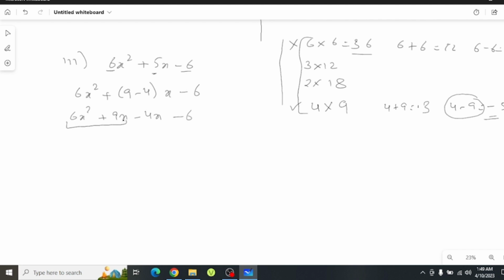Now we have to find out the common terms. So it will become 3x, 2x plus 3. The common term between minus 4x and minus 6 is minus 2. So in bracket we have 2x plus 3. Again we have to find out the common term. So we can write it as 2x plus 3 and 3x minus 2. So this is our final answer.